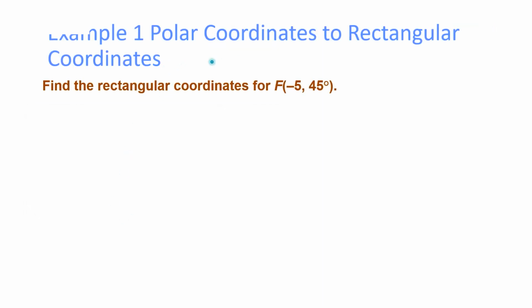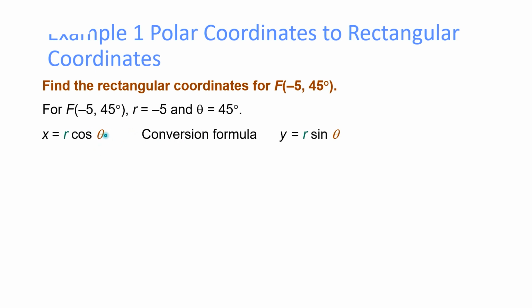So example 1, polar coordinates to rectangular coordinates. Find rectangular coordinates for F(-5, 45 degrees). So you've got radius, which is minus 5 given, and then the angle given is theta, which is equal to 45 degrees. So now you're going to find x, which is r cos theta, and y is going to be r sin theta. So this is going to be the conversion formula.